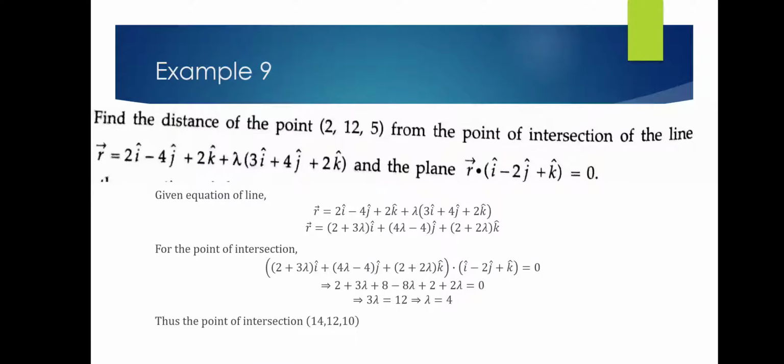Once I have found the value of lambda, from there I can find the point of intersection, and this is the point of intersection, that is (14, 12, 10). Now all I need to do is find the distance. So the distance is, by the calculations, the square root of (14 minus 2) whole square plus (12 minus 12) whole square plus (10 minus 5) whole square. That gives me 12 square plus 5 square, and the answer is 13 units.